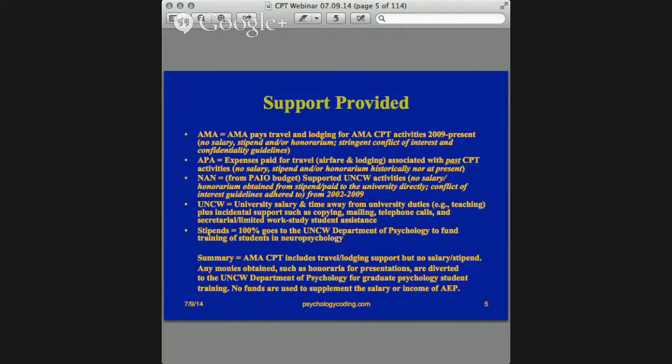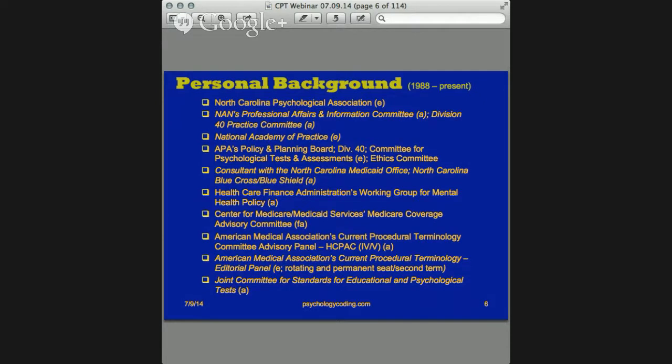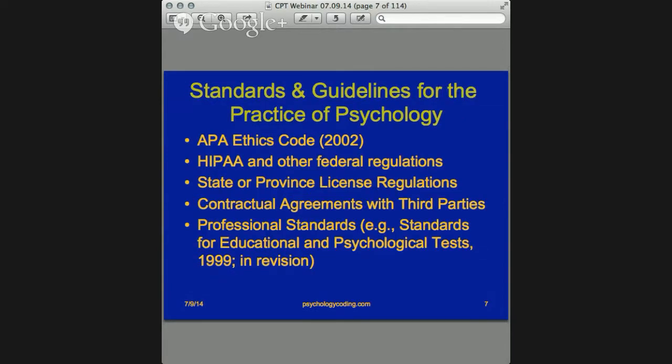I've been involved in this since the late 1980s. I first started with Sally Cameron and continued through several groups, including the NANS Professional Affairs and Information Committee, which is now run by Teresa Roebuck, and several other groups that you can see there. Most recently, the last one, and probably the most important one, is my continuing work with the AMA CPT panel itself.